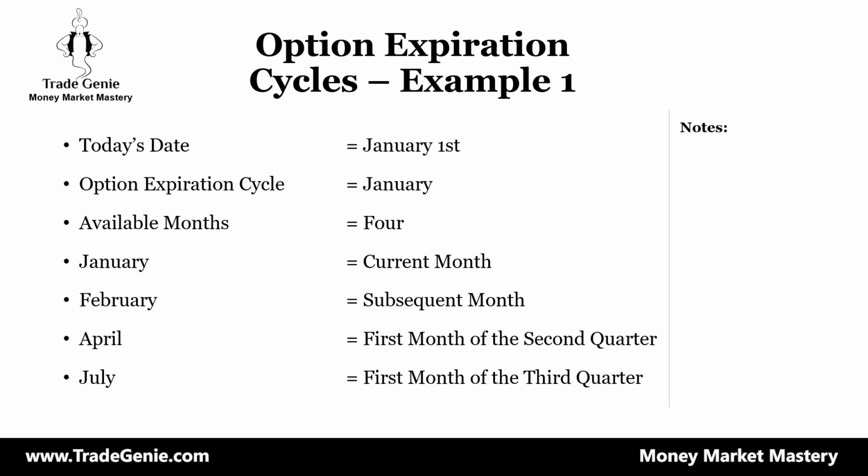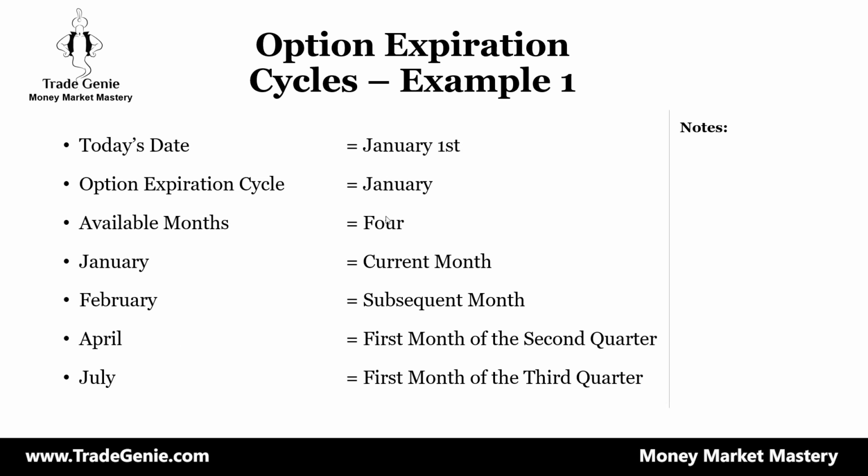But the rule is that we also need the subsequent month. The subsequent month will be February, so you will see February listed there. The other 2 months you will see are April and July, because these are the first month of each quarter. So January is the option expiration cycle, and today is January 1st, so you see January by default. Even if it was not January, if it is assigned to January cycle, you would see January if it's closer.